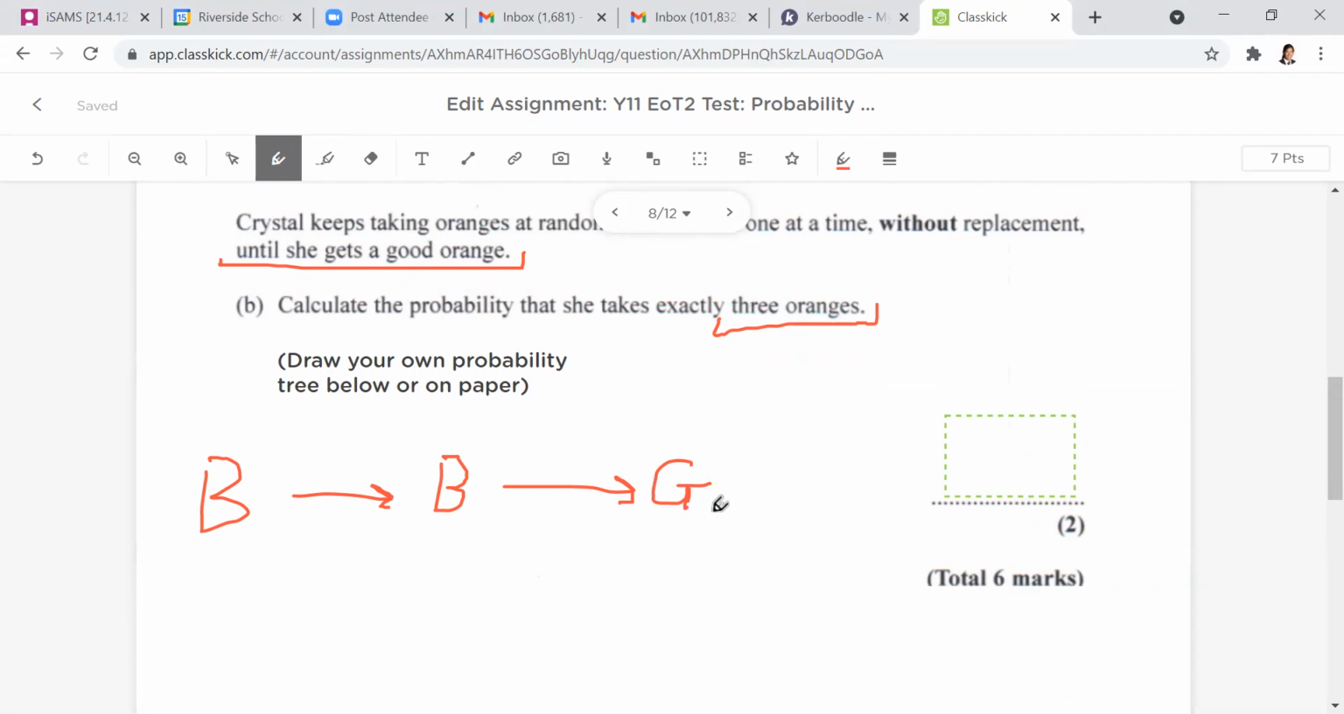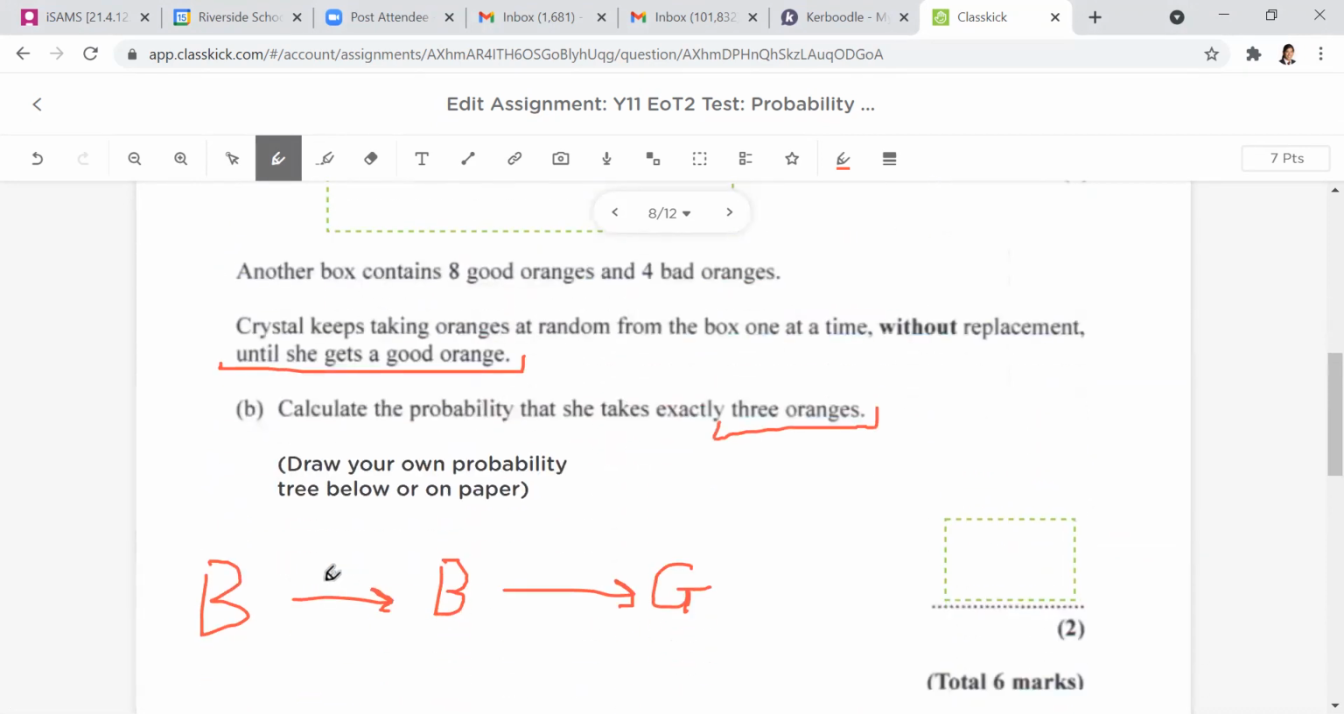Okay? This would have been enough to draw for your probability tree. You didn't have to do every branch because it would have gotten really messy. Of course, if you did every branch, that wouldn't hurt. Helps you see the whole picture. But bad, bad, good. Essentially, you would have wanted 8 out of 12 for the first bad.